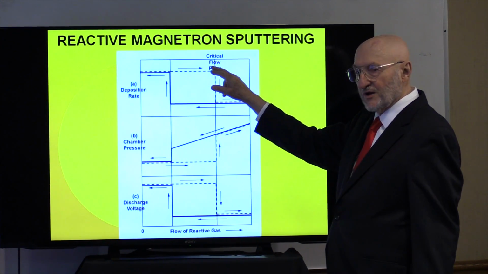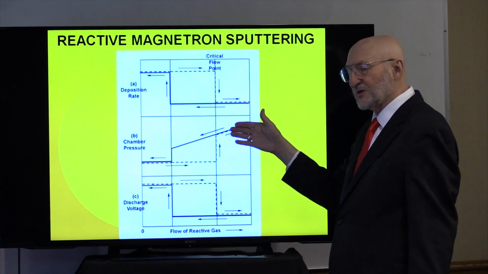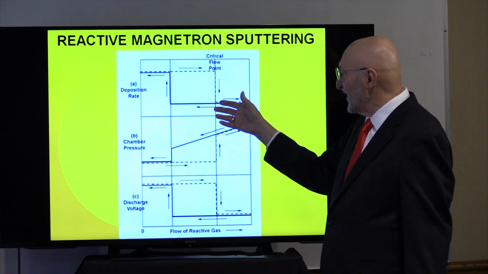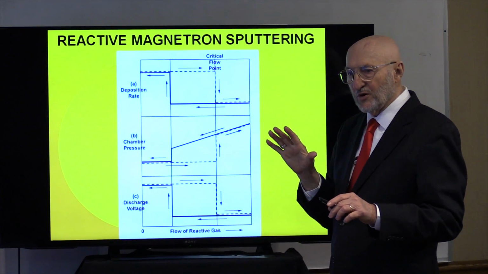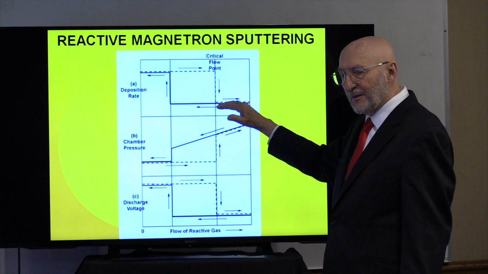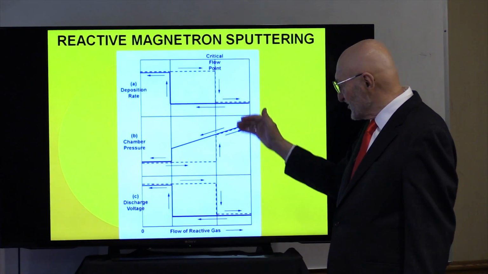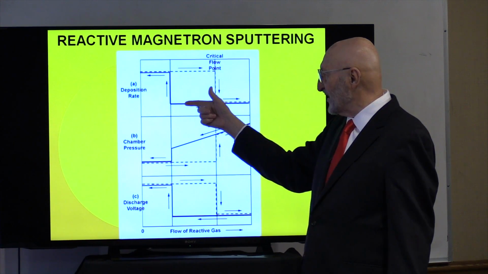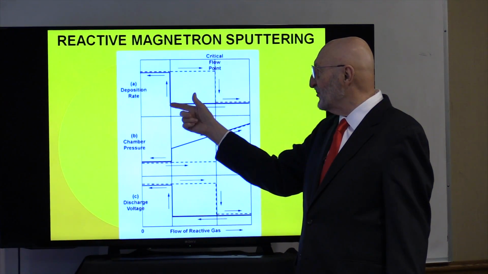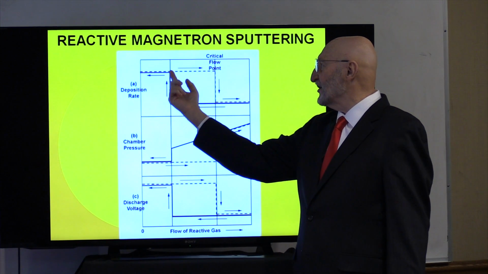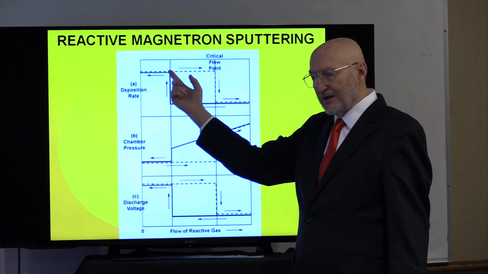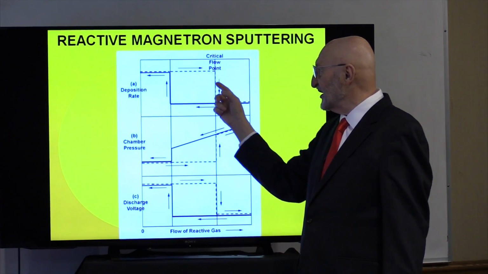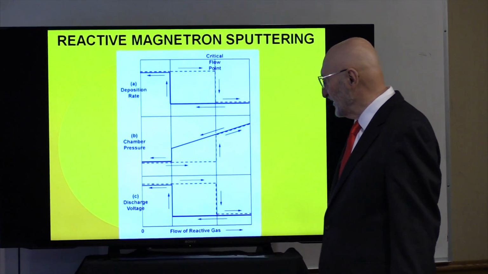At this point it starts to poison and just drops like a rock down, because the whole surface gets poisoned, and now I'm sputtering aluminum oxide, not aluminum. So I've got to cut the gas way back to sputter off that aluminum oxide, and at some point I've cleaned the target off and it goes back up to the metallic rate. So I've got this big hysteresis here.